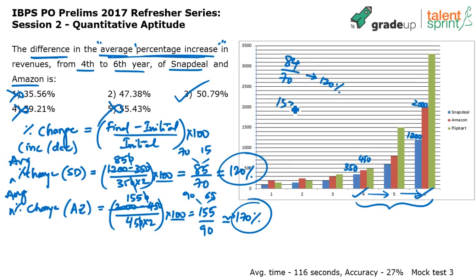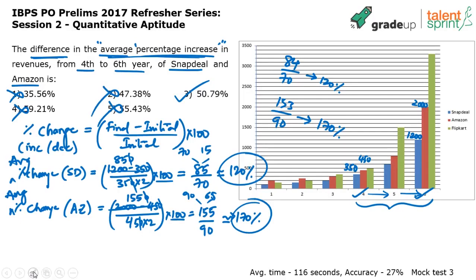Similarly, 153 by 90 is going to be 170 percentage. Split and merge: 153 is 90 plus 63. So 170 percentage. What we have is 155, so slightly more than 170 percentage. So this is 120 percentage, and this is slightly more than 170. So the answer should be slightly more than 50. Slightly more than 50 is option 3 here, so option 2 also gets eliminated. So the final answer to this question would be option 3.